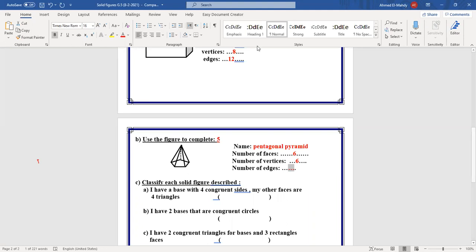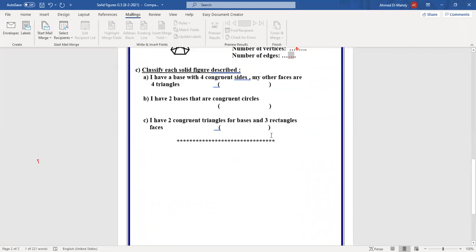Grade 5. Again, everyone. Again. Concentrate, please. Concentrate, guys. Concentrate.